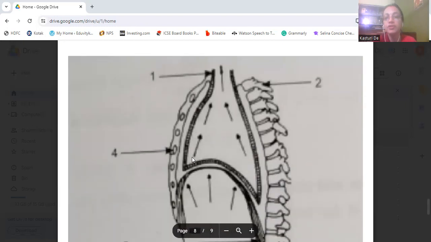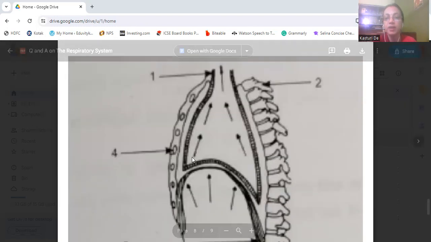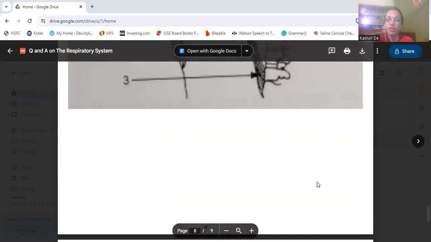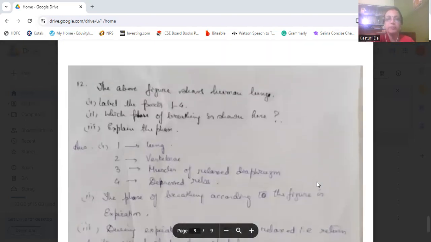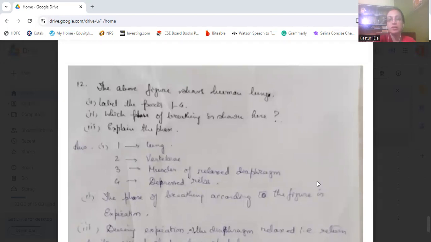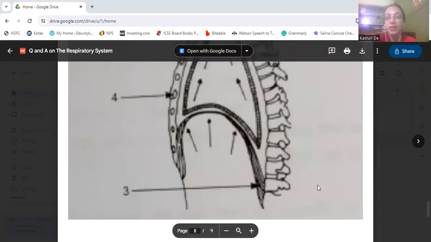Now, another picture is there, that is of the lungs. You can see 1, 2, 3, 4 are the parts which have to be labeled. The above figure shows the human lungs. Label the parts 1 to 4. Which phase of breathing is shown here, and explain the phase. The first is the lung. Second is the vertebrae. Third is the muscles of the relaxed diaphragm. And fourth is the depressed ribs.